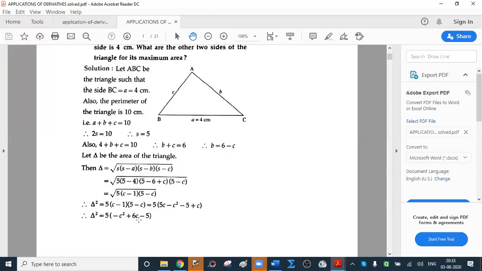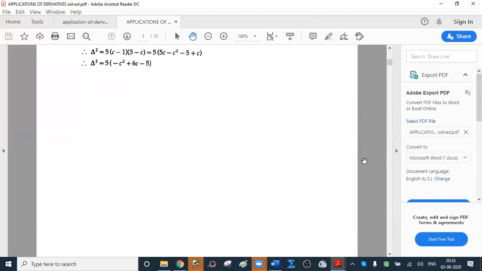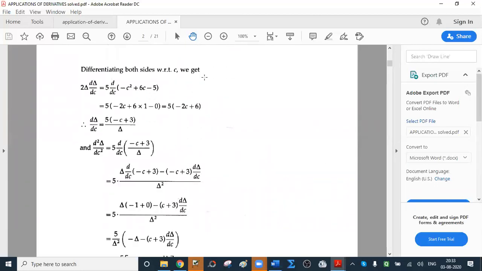Open the brackets. Why? Because derivative of polynomial can be obtained easily. So this is delta square. Now differentiate with respect to c. Derivative of delta square is 2 delta into d delta by dc. Chain rule. What is derivative of minus c square plus 6c minus 5? It is minus 2c plus 6. So finally d delta upon dc comes out to be this, because I have written delta in the denominator, it is not equal to 0.